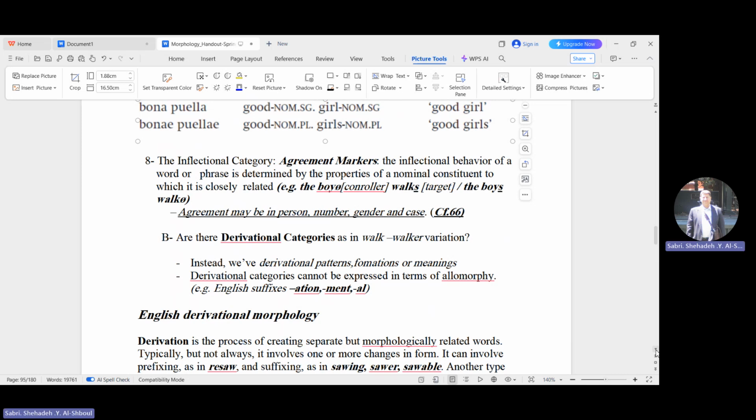The boys walk. So here we have the boys, a plural marker. It is plural, and we do not have any agreement marker actually at the person level and the number level. So we have the boys walk. So we notice here that the inflectional categories make sure that the properties have a kind of agreement at the inflectional level.